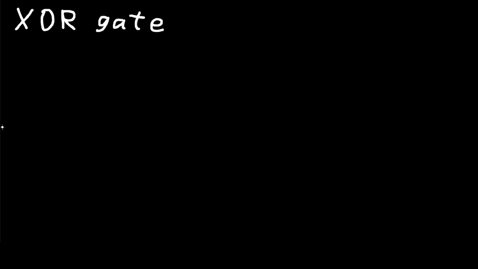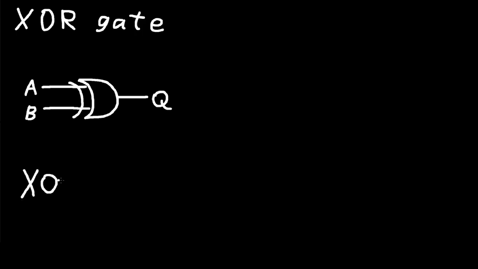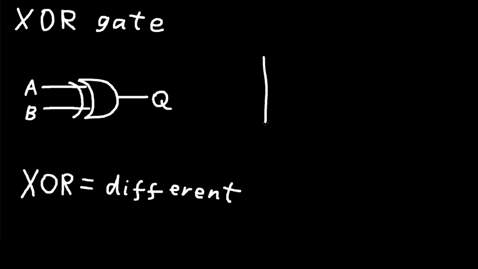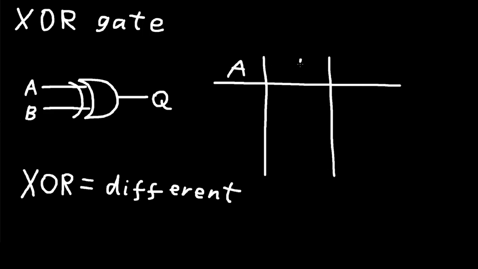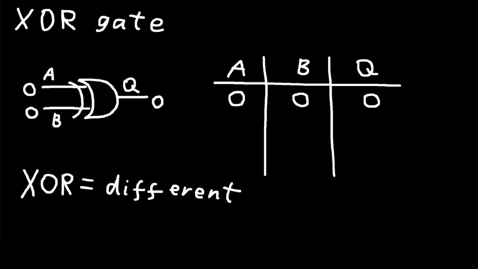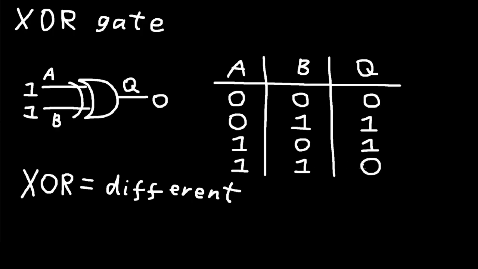Now the XOR gate, which stands for exclusive OR. XOR outputs 1 when the inputs are different. If both inputs are the same, XOR outputs 0. So XOR is perfect for questions like, exactly one of these conditions is true.